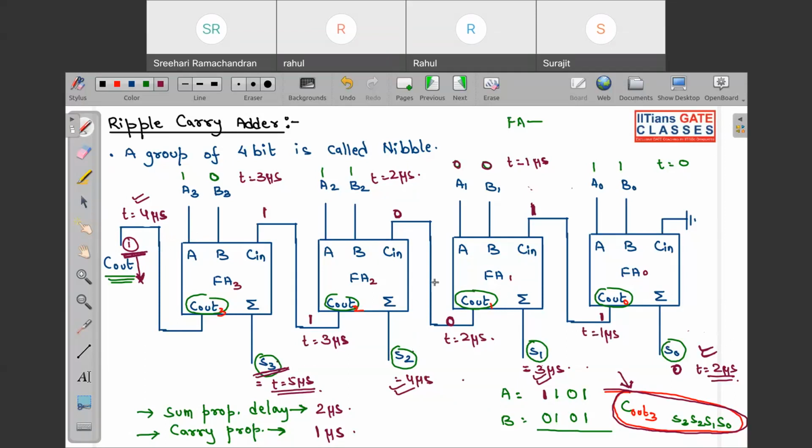See, all this C out, this one, this C out 2, C out 1, C out 0, these are intermediate carries. You cannot see what this carry is, but you know what this carry will be after this operation. This carry is the output carry, but all these carries in between are your intermediate carries. Are you understanding the point?